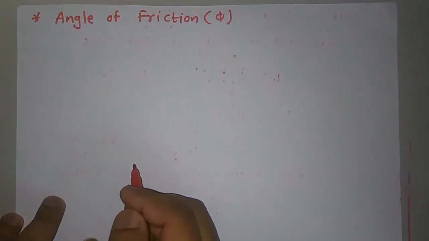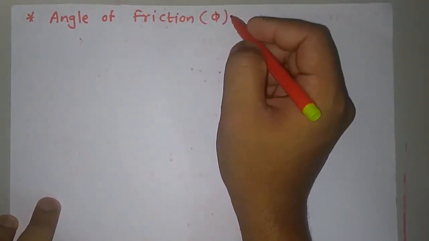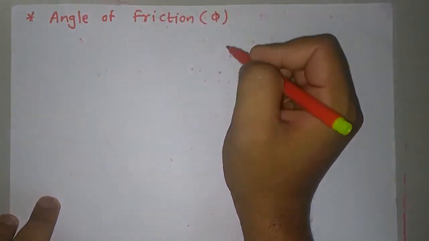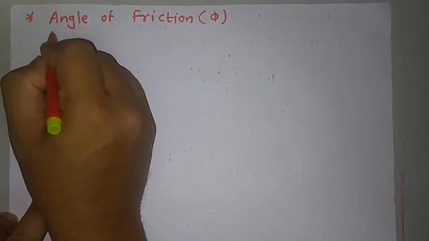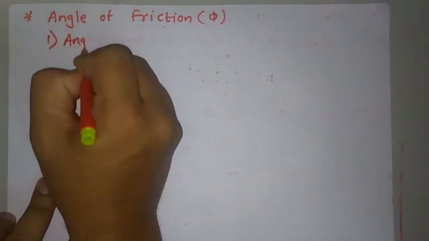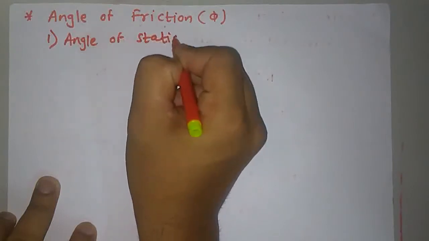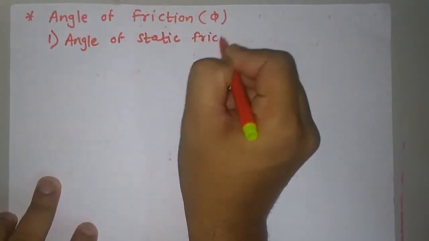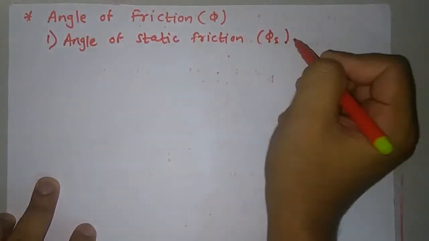Next topic is angle of friction, which is denoted by phi. Again, there are two angles of friction. First is angle of static friction and second is angle of kinetic friction. So first we will see the angle of static friction, which is denoted by phi s.